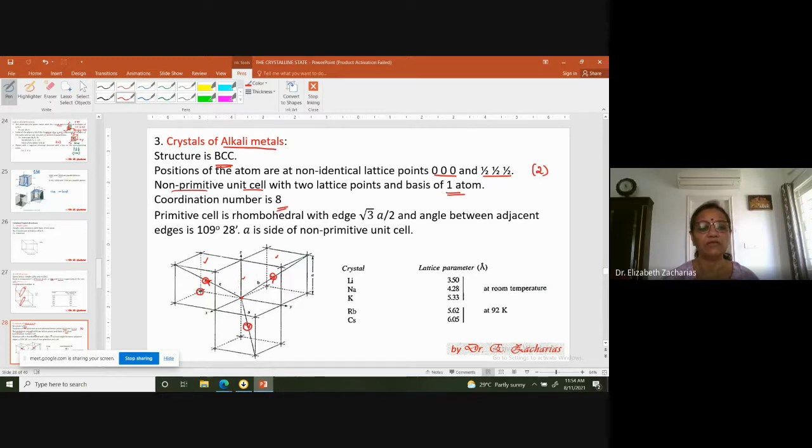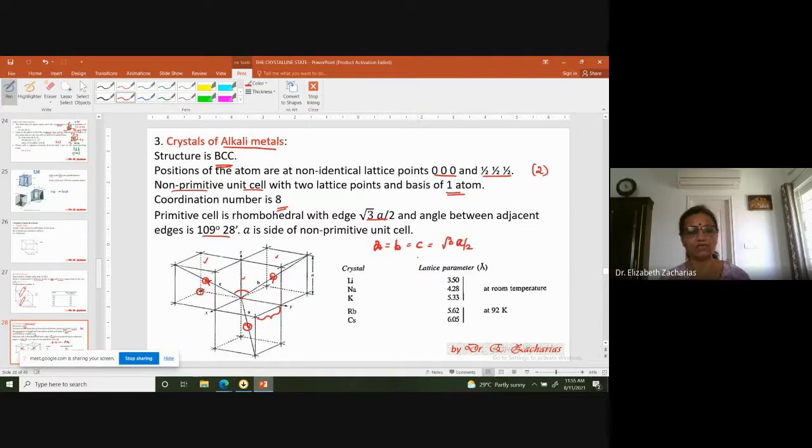The angle between them is going to be 109.28. And the edge, meaning A equal to B equal to C, will be equal to root 3 A by 2. I'm writing different A's. This A is the primitive cell A. These are vectors. But what is this A I'm writing?